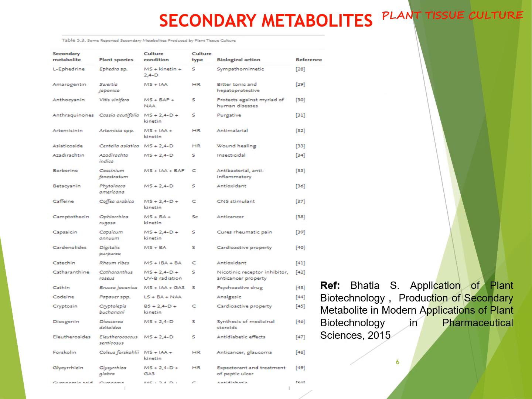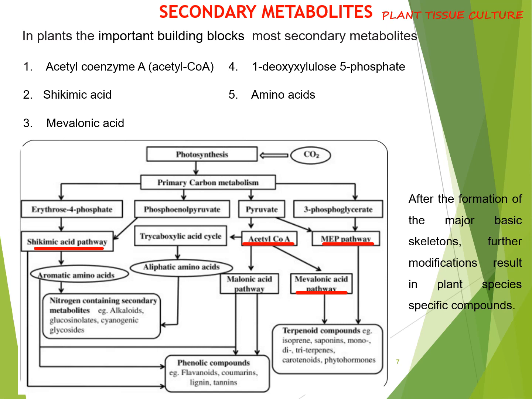This is a list of certain bioactive components derived from plants by means of tissue culture techniques. In plants, the major building blocks for most secondary metabolites are acetyl coenzyme A, shikimic acid, malonic acid, 1-deoxyxylulose 5-phosphate, and amino acids. After the formation of the basic skeleton, further modifications result in plant species specific compounds.